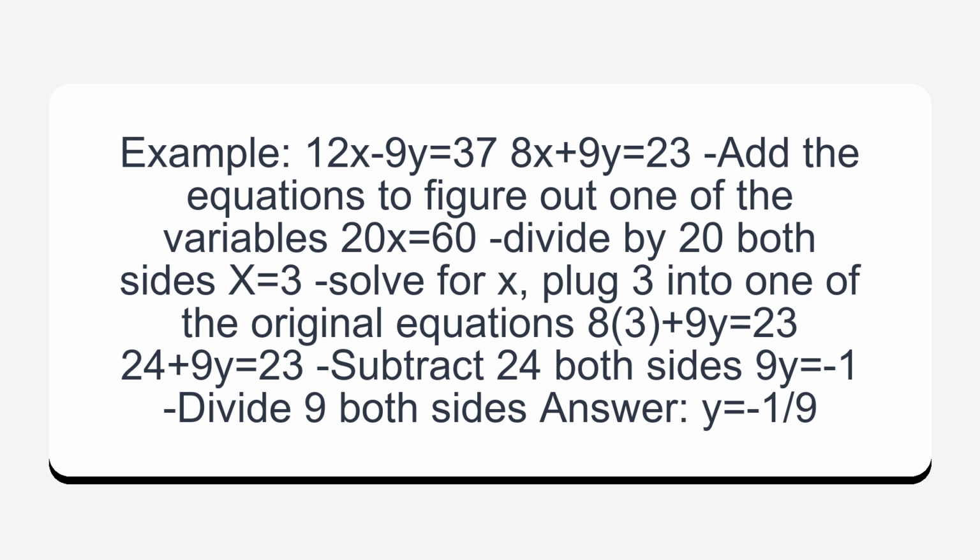Plug 3 into one of the original equations. 8 times 3 plus 9y equals 23. 24 plus 9y equals 23. Subtract 24 on both sides: 9y equals -1. Divide by 9 on both sides. Answer, y equals -1/9.